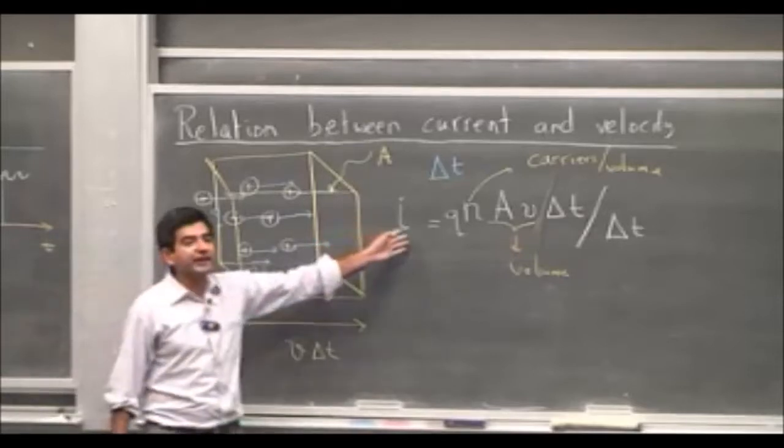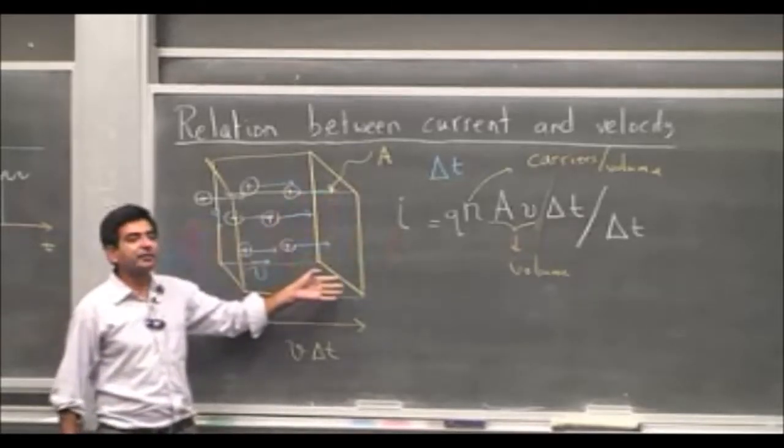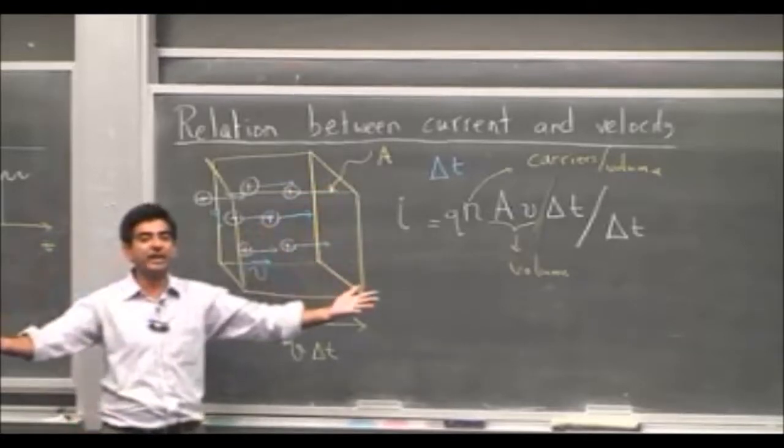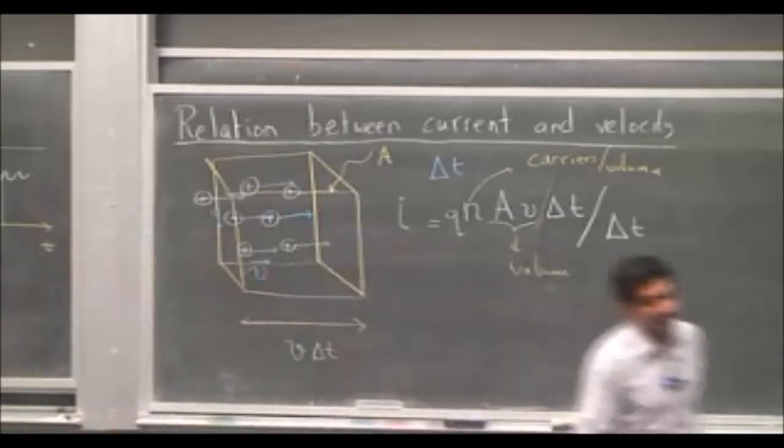So I would like to find out the total amount of charge that crosses this plane in an interval of time that's equal to delta T.